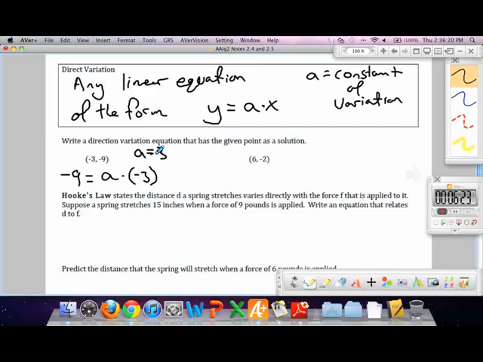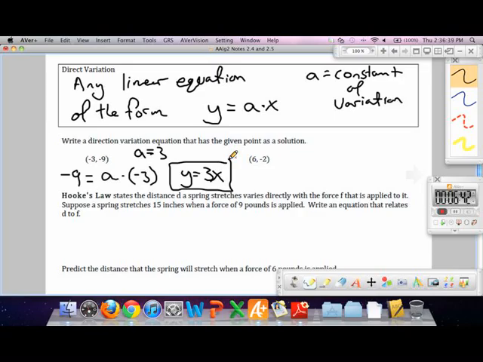The equation of the line needs to be y equals 3x. Take your point, use it to find the constant, and then rewrite your equation with the number that's the constant. Constant of variation is a. It's also the slope of the line.